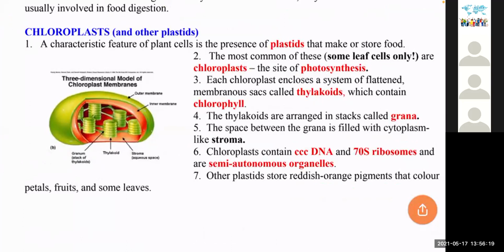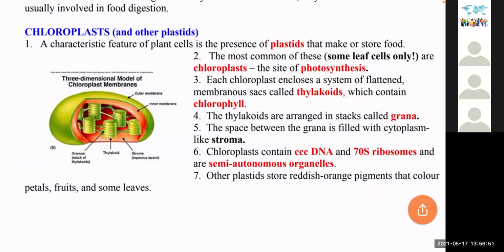The space between the grana is filled with cytoplasm-like stroma. So stroma, the aqueous space, serves as cytoplasm, the way cytoplasm is in animal cells. Now in plant cells, it's called stroma. Chloroplasts contain DNA and 70S ribosomes and are semi-autonomous organelles.